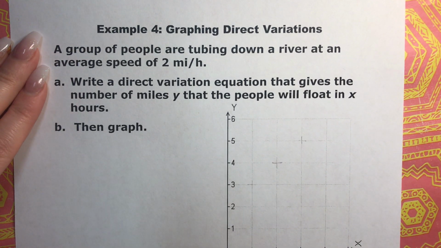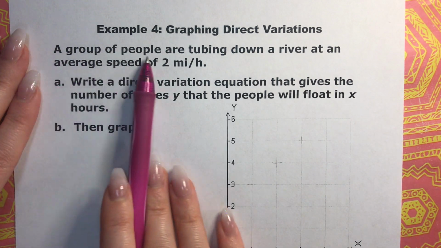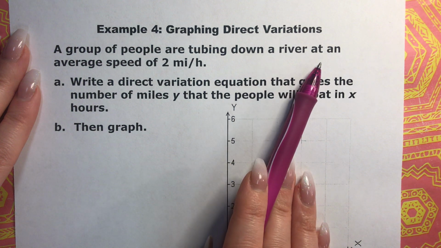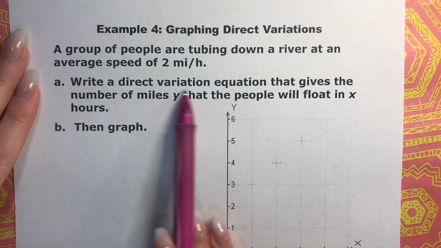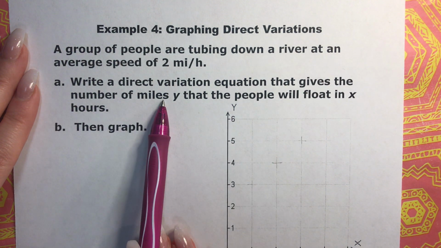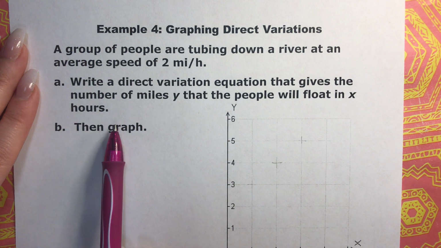All right, we're going to be looking at a couple different application problems and really looking at graphing direct variations. So we have a group of people tubing down a river at an average speed of 2 miles per hour. First, we're going to write a direct variation equation that gives the number of miles y that the people will float in x hours, and then we're going to graph it.